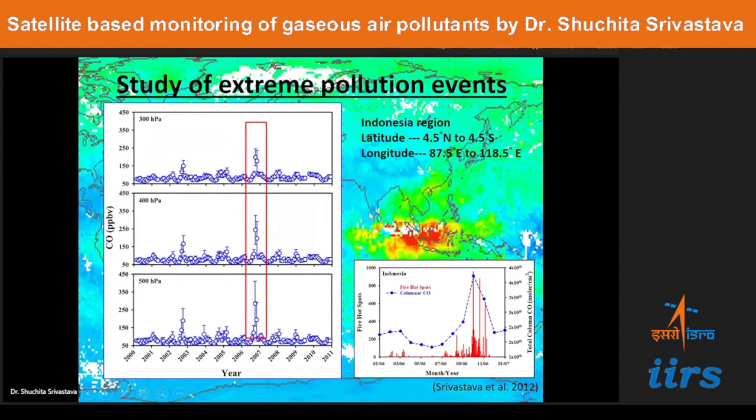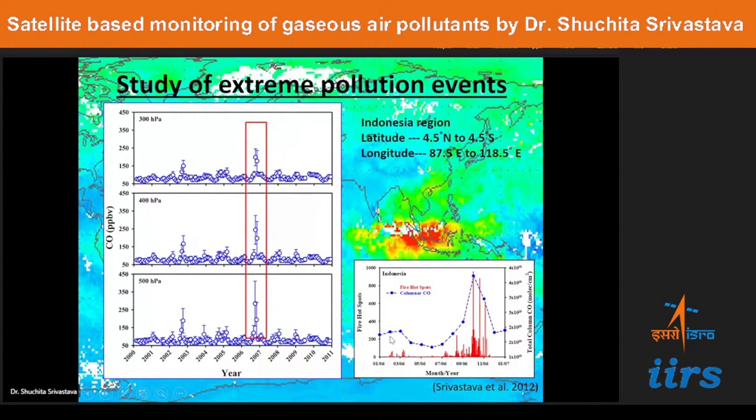Over this region we made a box and averaged the MOPITT data, which is available from 2000 onwards. Here you can see the decadal variation at 500 hPa, 400 hPa and 300 hPa, that is the free troposphere. In this decade you can identify some abnormal events when the values are very, very high. Then we can investigate why the value is so high over that location.